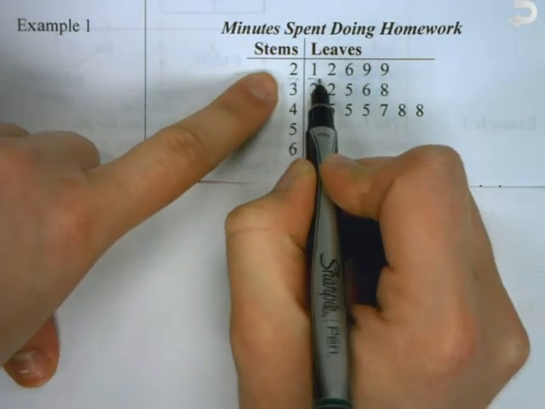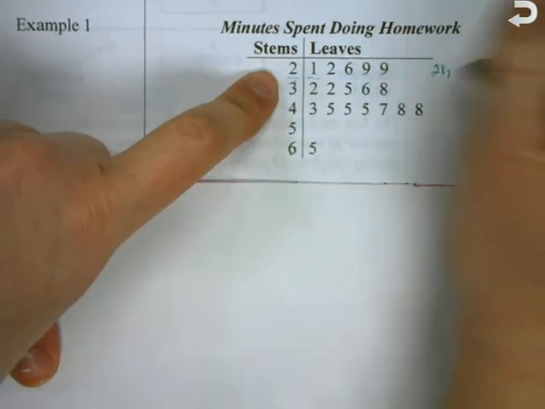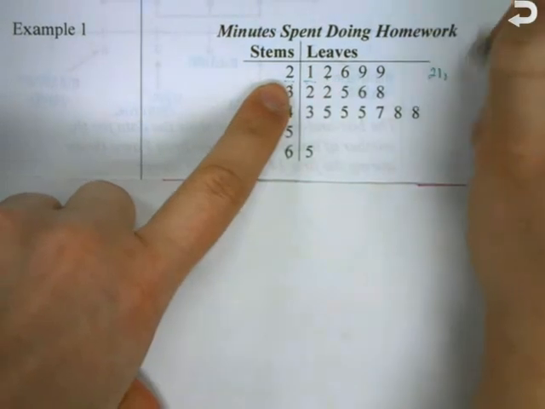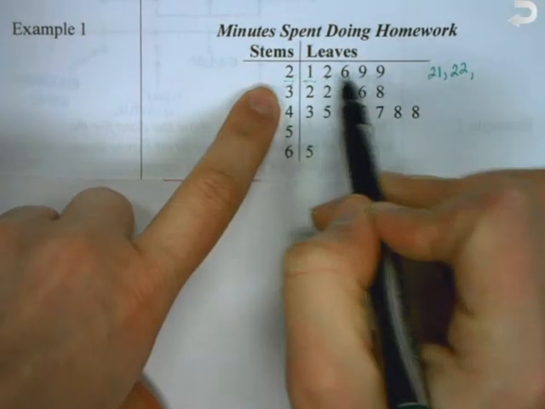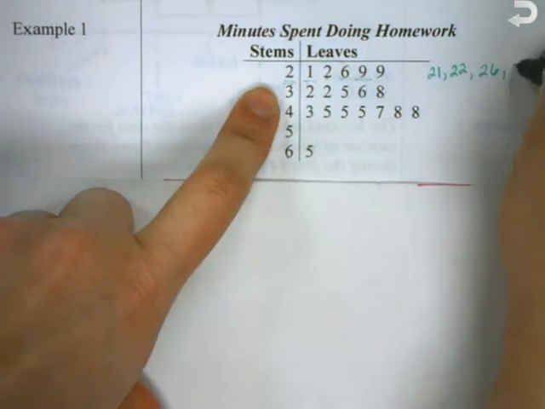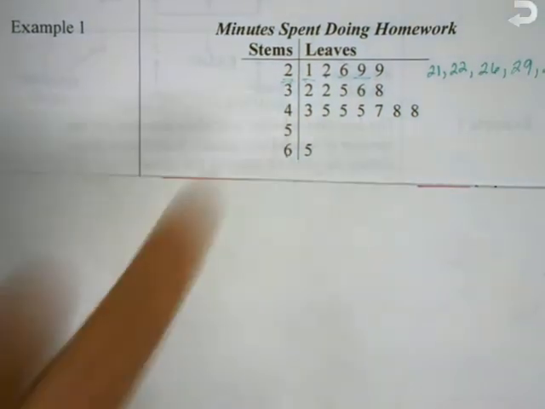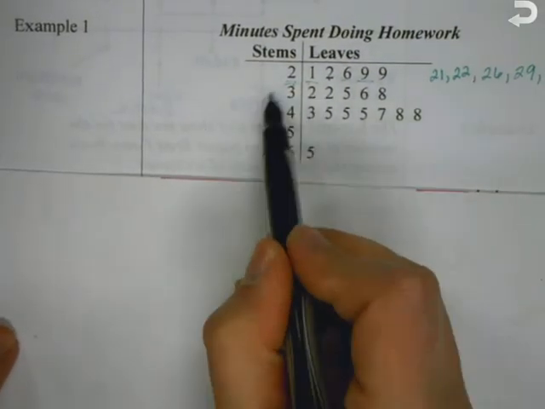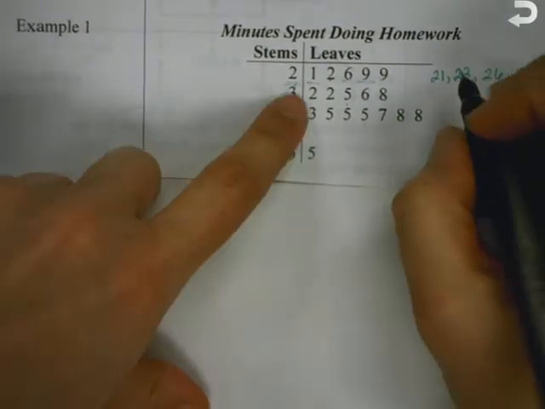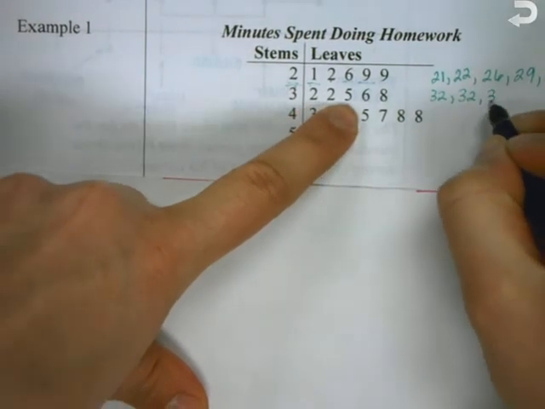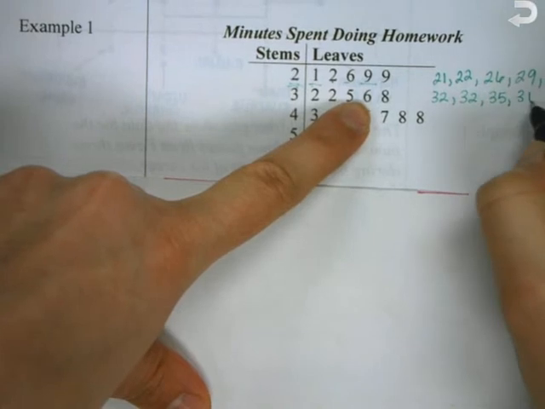Just so that we get an idea of what each of these means, let's list all of the values here. The first one is 21. What's the second value? 22, 26, 29, and 29. The way stem and leaf plots work is the top part is listing all the 20s first. So what do you think this one's listing? All the 30s. So this is 32, 32, 35, 36, and 38. Does that make sense?